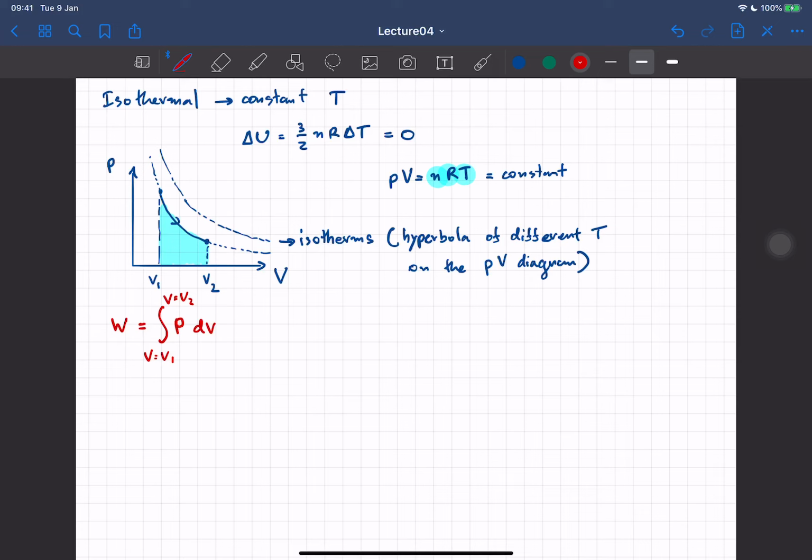Now the thing is that we must know P as a function of V, otherwise you cannot calculate it, right? But we know from this equation that PV equals nRT, which is all constant, right? So P is just this constant nRT, all constant, divided by V.